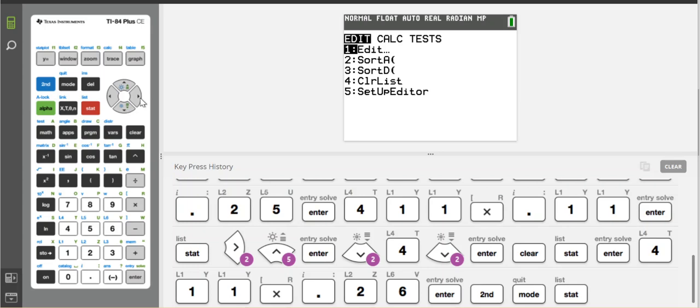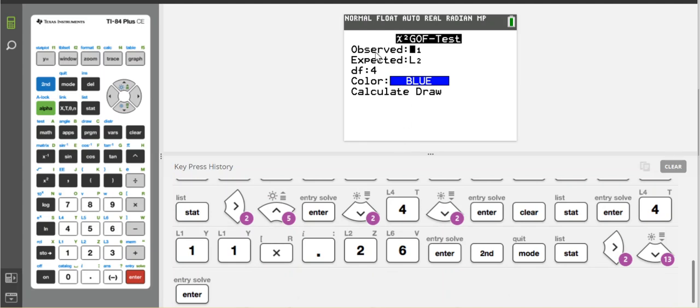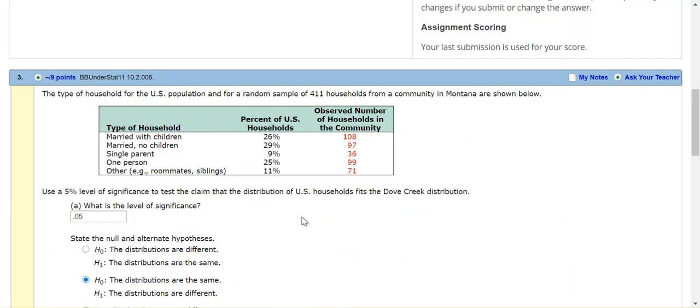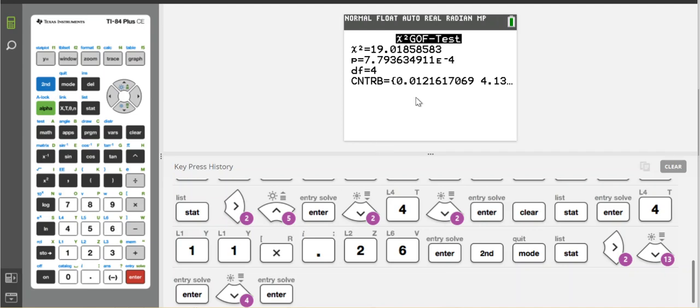So I go to statistics and over to test, and I scroll down to the chi-squared goodness of fit test, and I hit enter, and I put the observed in L1, and I put my expected in L2, and then it asks me for my degrees of freedom. So where did the degrees of freedom come from? Well, for a chi-squared, it's k minus 1, where k is the number of categories, and there's 5 categories. So 5 minus 1 is 4 degrees of freedom. And I type in 4. And then I go down to calculate. And I get this number.